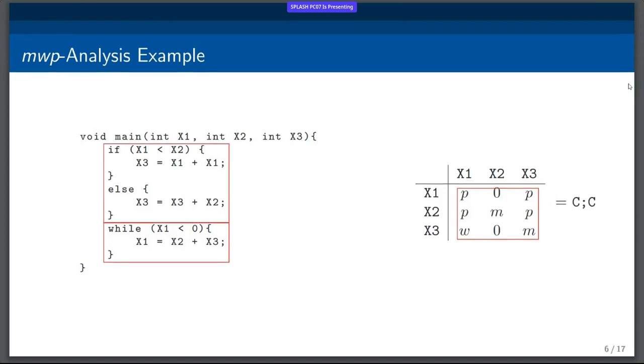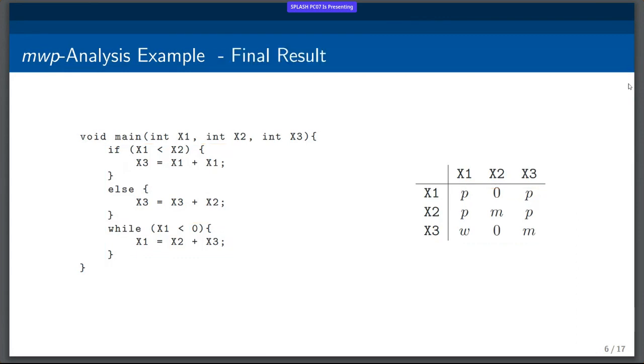There's one more step. When I have multiple commands, I have to put these together. For the if matrix that I got earlier, and the while matrix that I got in the previous step, I'm going to compute the matrix product of those two. That gives me the final answer, which looks like this. So for this program, the one on the right is its MWP matrix.